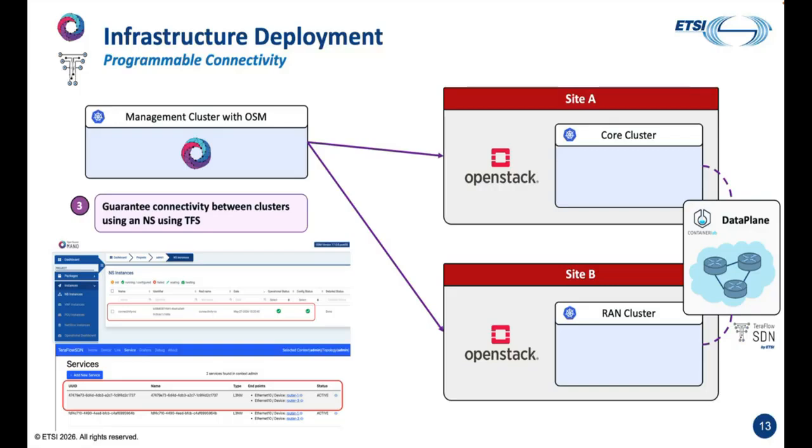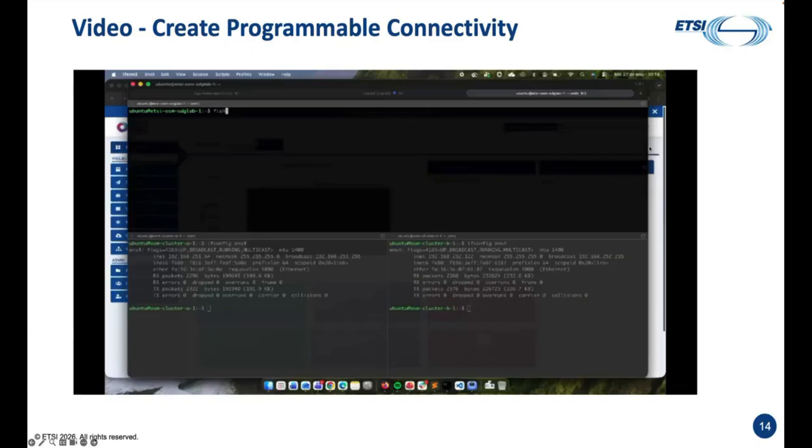So we are going to pass to the second part of the steps. Now that we have site A and site B, we should guarantee the connectivity between them, because the RAN is going to be registered on the core cluster, right, on the 5G core. For that, we are using the TeraFlow SDN component that is already registered on OSM, and we are going to use a network service that is customized to create that connectivity between the two sites, right? Using TeraFlow SDN, you can see how you can create programmable connectivity between both clusters. I'm going to show you here in a video.